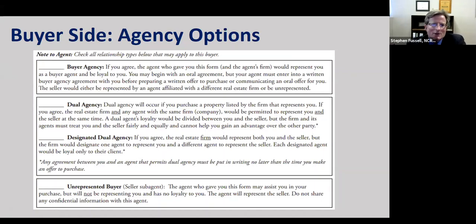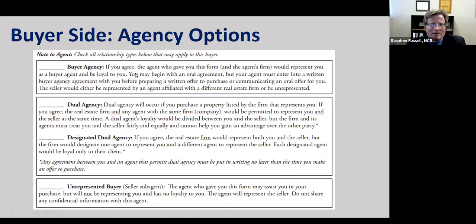Now, this situation would be where your firm only offers buyer agency, and what I mean by that is you're only going to check this one space if your firm is only going to offer buyer agency services. If your firm also represents sellers, then of course there are other boxes you're going to check on this form.